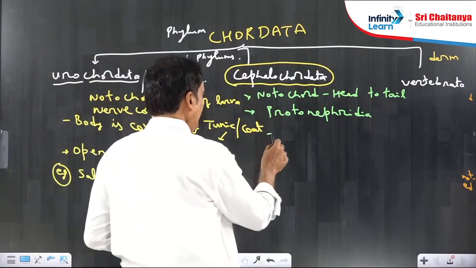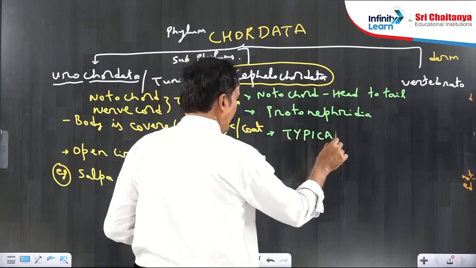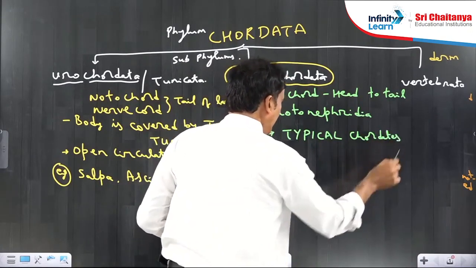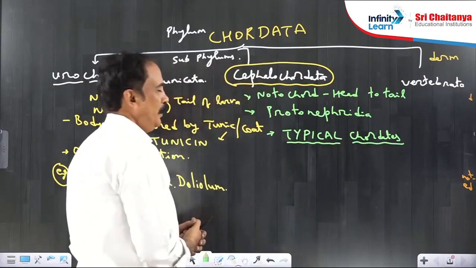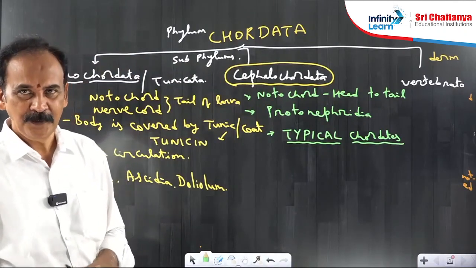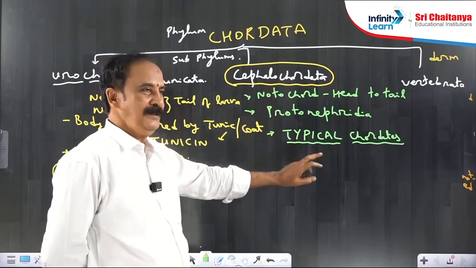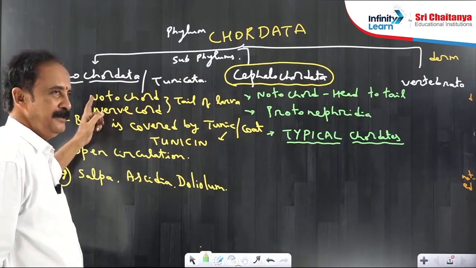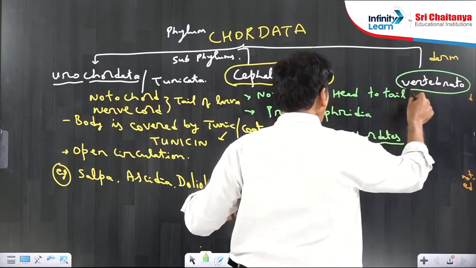Cephalochordates contain all chordate characters in the adult stage. That is why we call cephalochordates typical chordates. Cephalochordates are named typical chordates because all chordate characters are seen in the adult. You don't have urochordates having chordate characters in the adult. In Vertebrata, you don't find chordate characters in the adult.